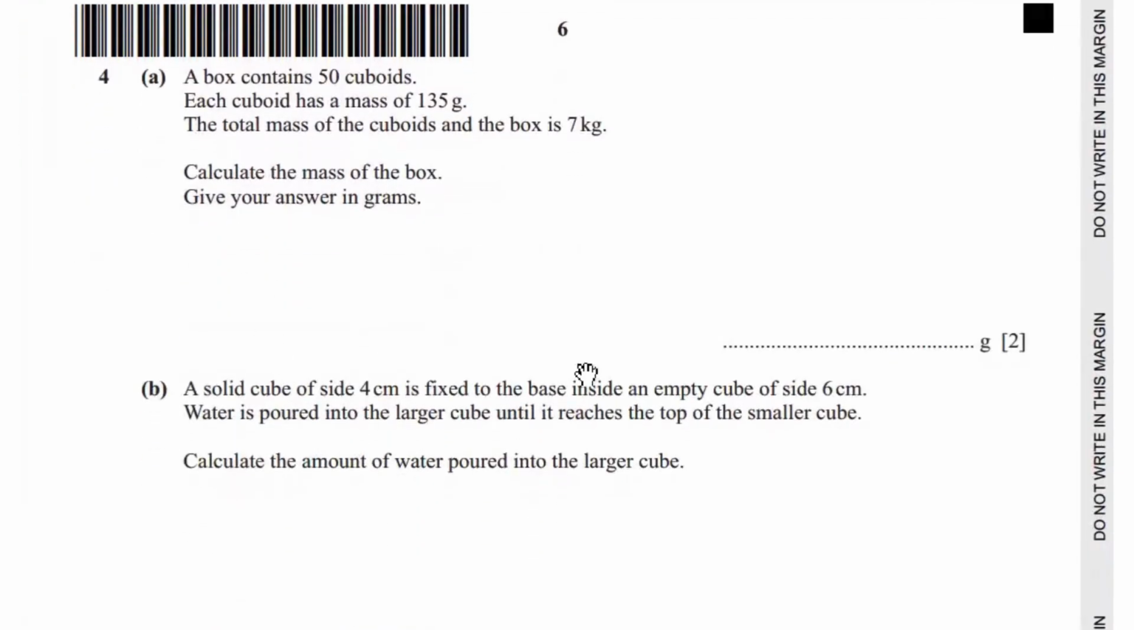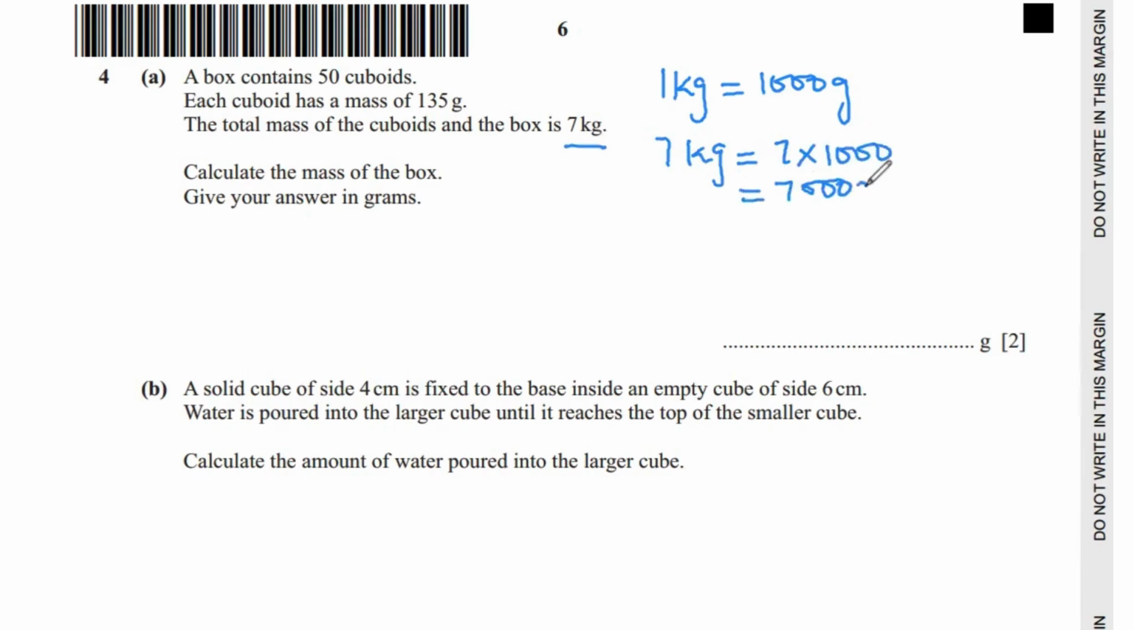Question 4 says a box contains 50 cuboids. Each cuboid has a mass of 135 grams. The total mass of the cuboids in the box is 7 kgs. Calculate the mass of the box. So let's convert this into grams first. 1 kg equals 1000 grams. So 7 kg is going to equal 7 times 1000, which is 7000 grams.